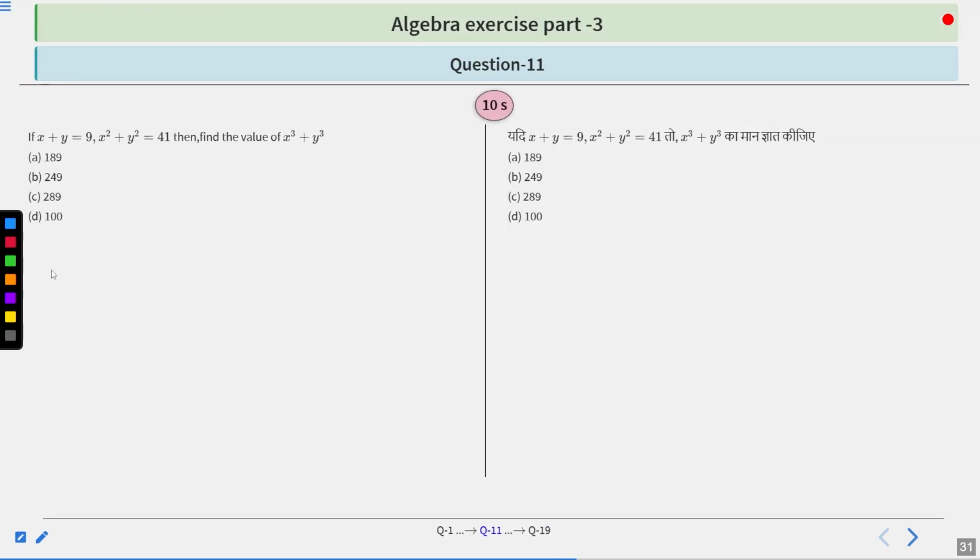Next, if x plus y is equal to 9, x square plus y square is equal to 41, then find the value of x cube plus 1 upon x cube. And options are option A 189, option B 249, option C 289, and option D 100. These are the options. And I'm giving you 10 seconds to find that which one of them is correct. After that, I will do the solution for you.